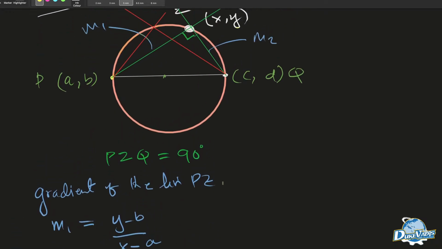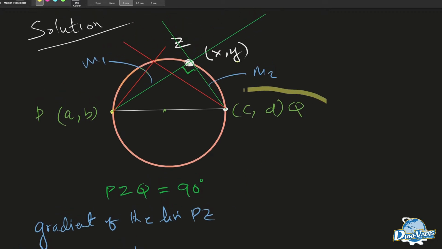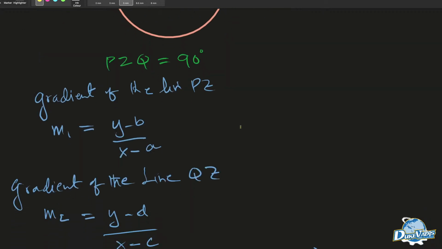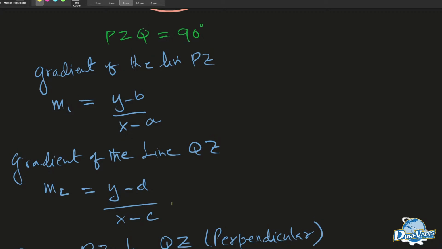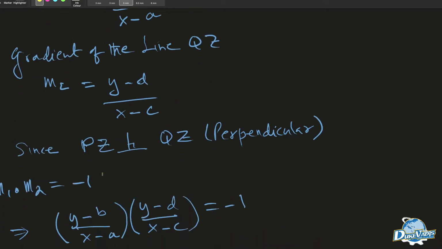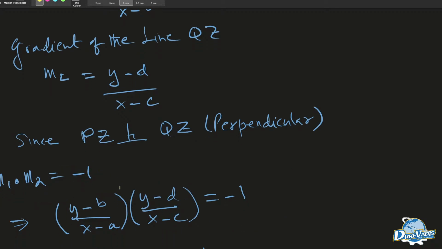Now, we also look at the gradient on the right, which is Q and Z. We call that gradient M2, that will be (y minus d) over (x minus c). For sure, we know that PZ and QZ are perpendicular. So when we multiply their gradients, M1 and M2, it should give us -1. That is the order of the day. So M1 times M2 gives us -1, and we put them together. The product should give us -1.